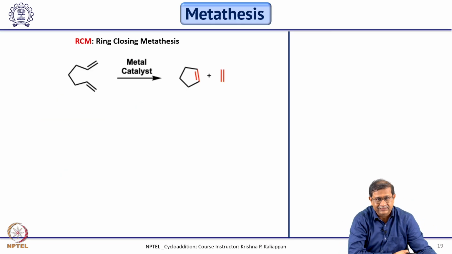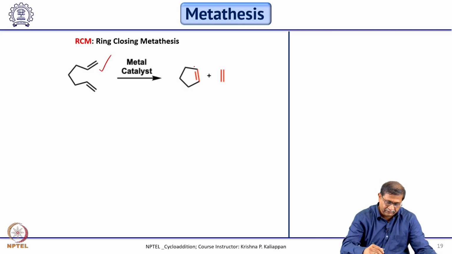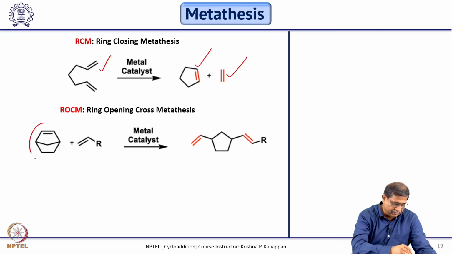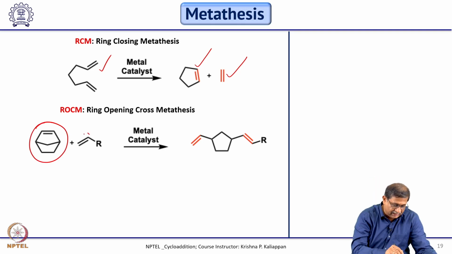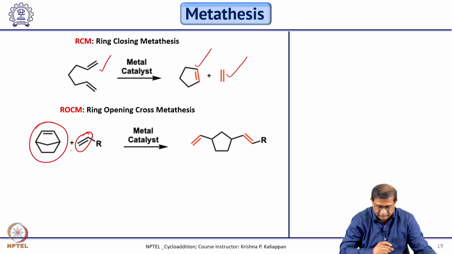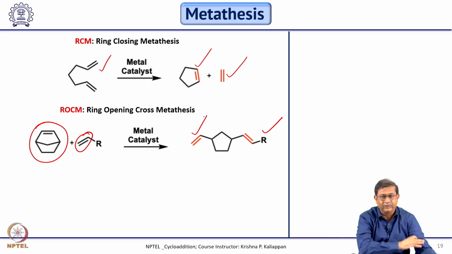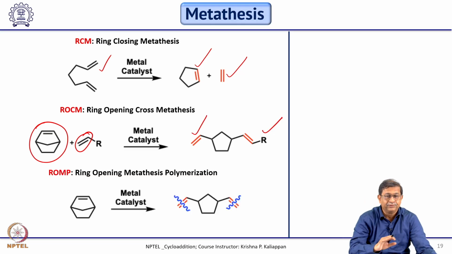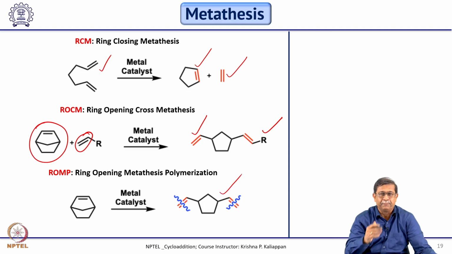So this has been successfully used in ring closing metathesis. For example, if you take this 1,5-diene, it forms cyclopentene and ethylene. If you take this type of bicyclic compound, it can undergo ring opening cross metathesis if you use another alkene component. You can see this is the cross metathesis product, and it also opens the ring, and then you get a vinyl group on the other side. If you don't use any external alkene and use the same metal catalyst, you get a polymer. The whole process is called ring opening metathesis polymerization, ROMP.